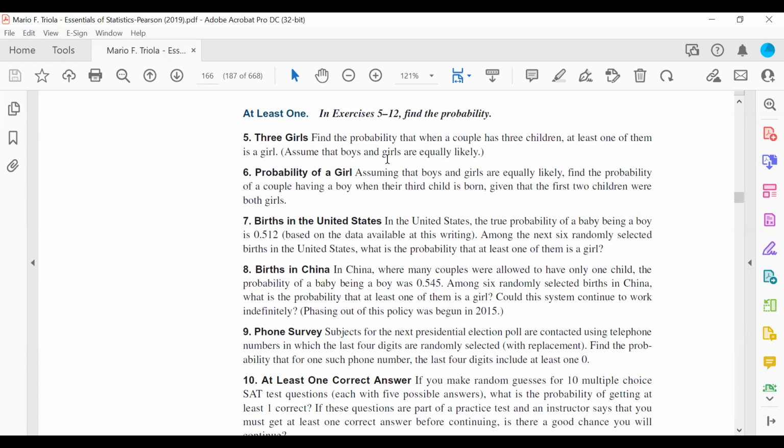But they compile all of the data for all the years that they've collected data. Come to find out that on average, it's 50% boy, 50% girl. But here it says, I guess at that time, back in 2005 when this book was written, they concluded that it was 0.512. All right, so I'm going to write it down. The probability of a boy is 0.512.